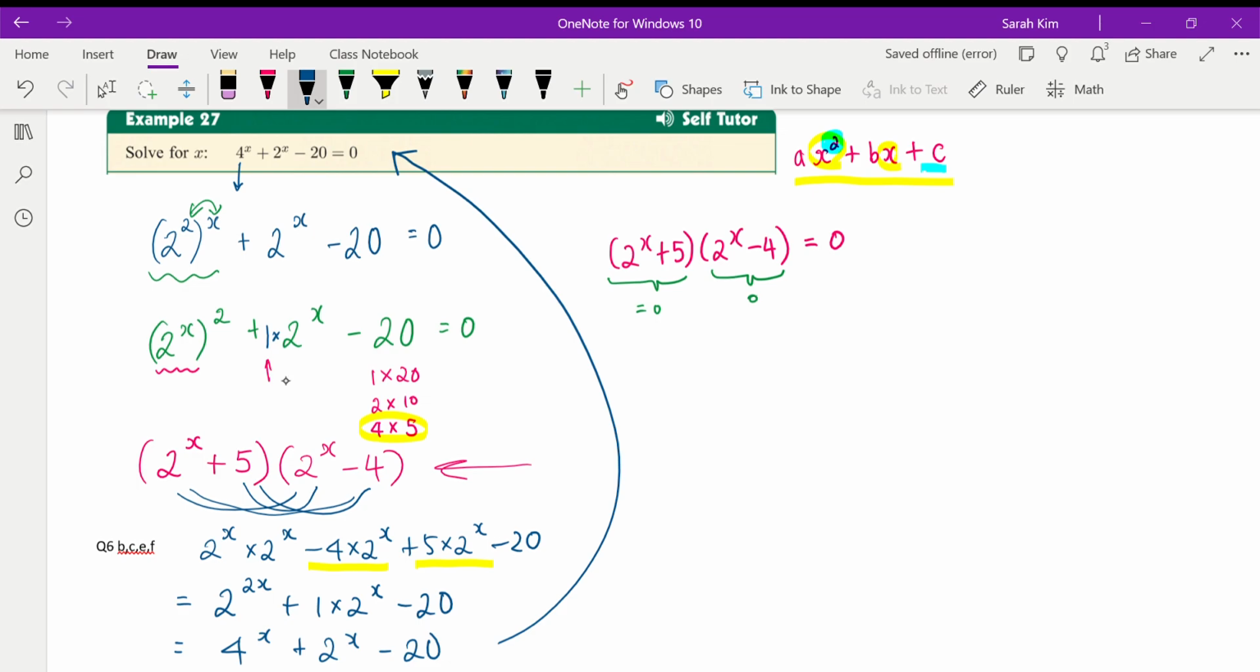So if I rewrite this first one, it becomes 2^x plus 5 equals 0. So I'm going to write it as 2^x equals minus 5. This one unfortunately can't have an answer. Okay, this won't have an answer. However, let's try the second one. So this one will give me 2^x equals 4. And then 2^x equals 2 to the power of 2. So if I equate the powers, my x is 2. And that's what I get.